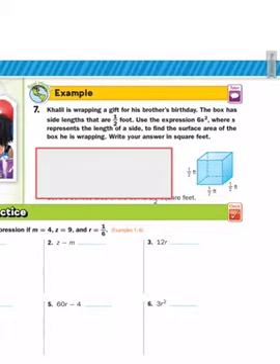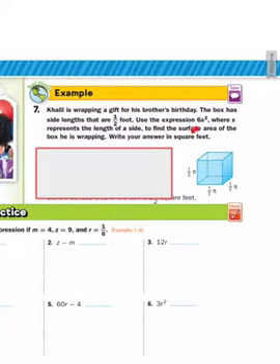So let's start. It says, Khalil is wrapping a gift for his brother's birthday. The box has side lengths that are 1/2 foot. So take a look down here. It's 1/2 high, 1/2 wide, 1/2 long. So it's a cube that's 1/2 foot in each side. Use the expression 6 times s squared, where s represents the length of a side, to find the surface area of the box he is wrapping. Write your answer in square feet.